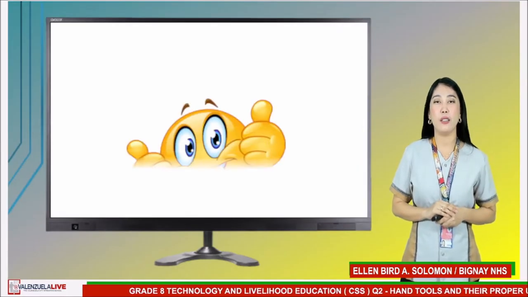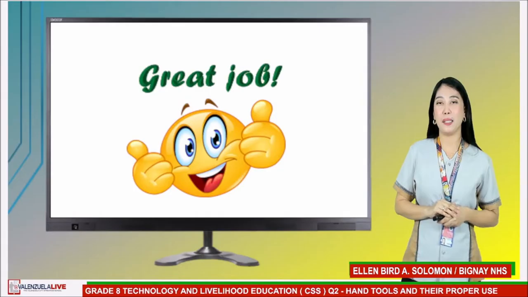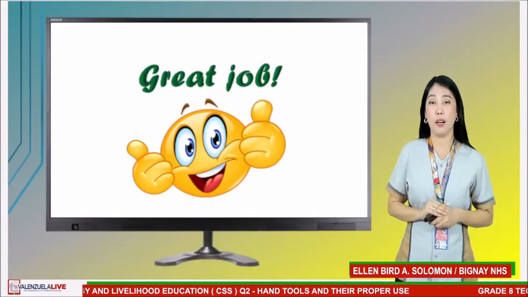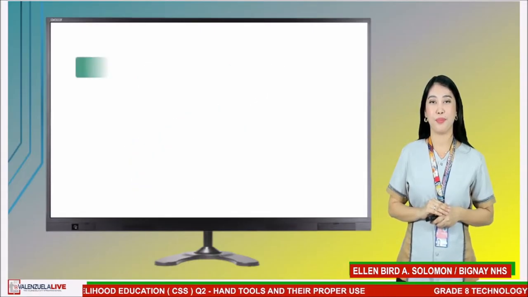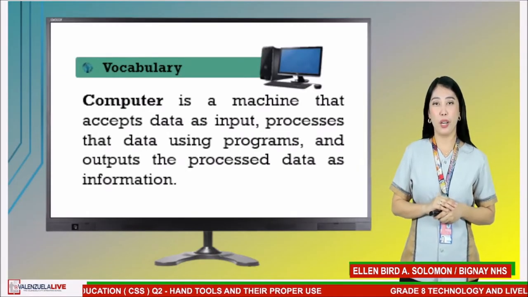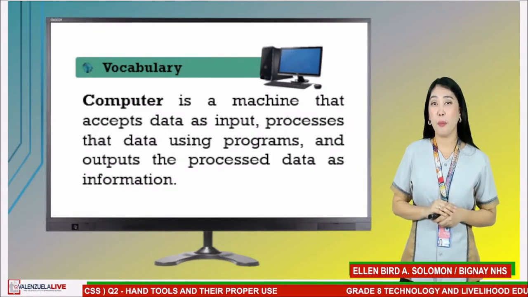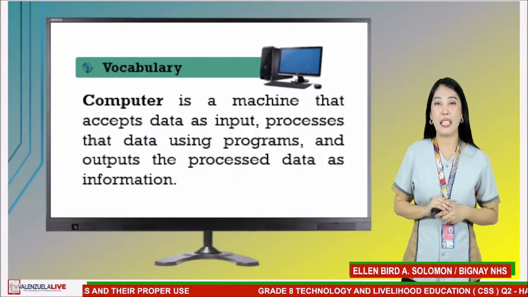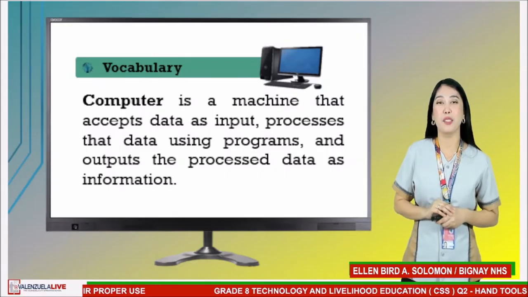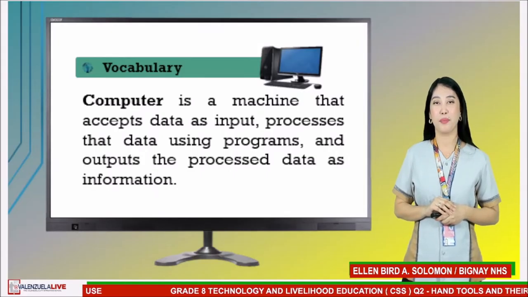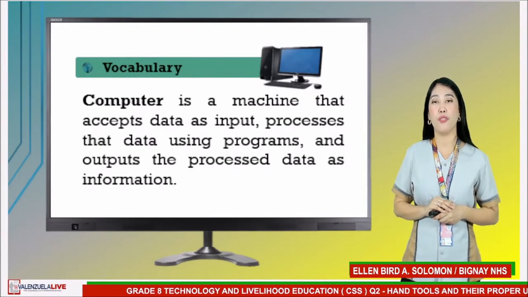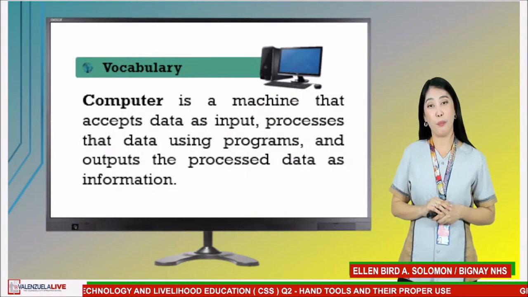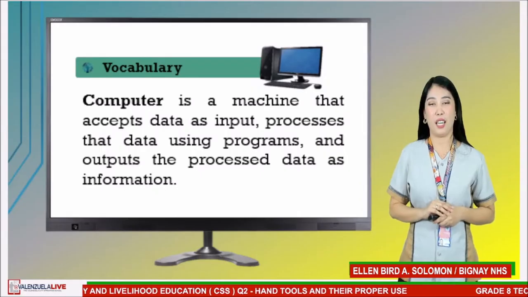After learning the brief history of computers, let us now dig deeper into our lesson. Let us define some words that we will encounter as we go through. First, we have the word computer. A computer is a machine that accepts data as input, processes that data using programs, and outputs the processed data as information. Many computers can store and retrieve information using hard drives. Computers can be connected to form networks that allow them to communicate with each other.